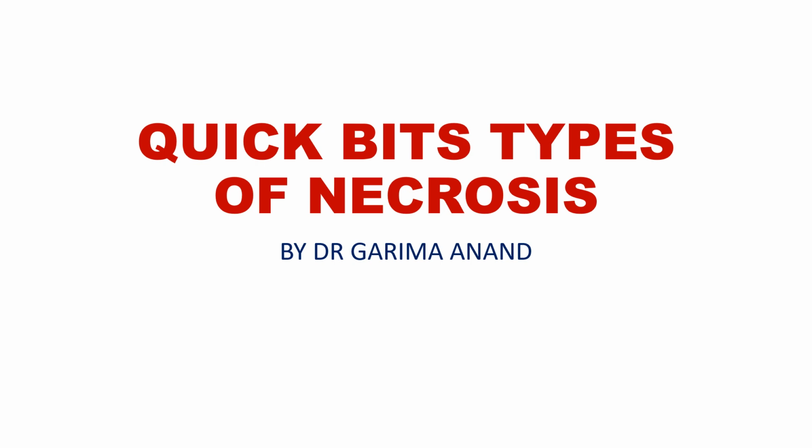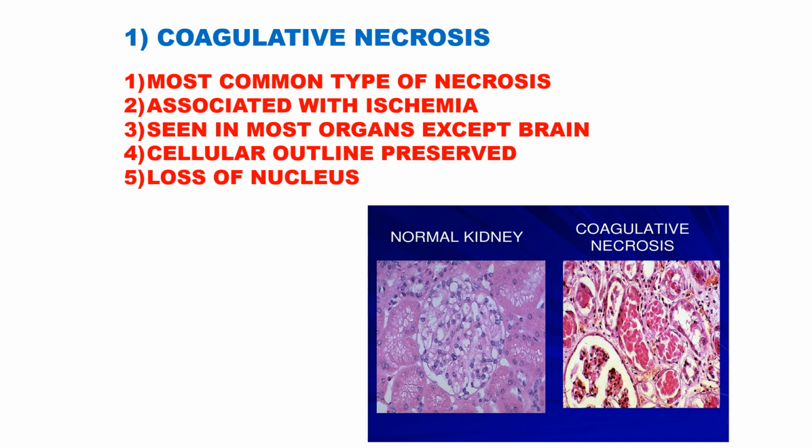Okay, guys, let's cover this topic, types of necrosis, in a quick bit. Let's start. Coagulative necrosis is the most common type of necrosis associated with ischemia. So you need to remember that it is the most common type of necrosis. Which one? Coagulative necrosis. It is associated with ischemia. It is seen in most organs except brain.